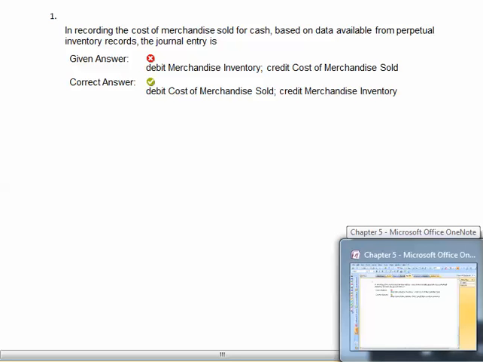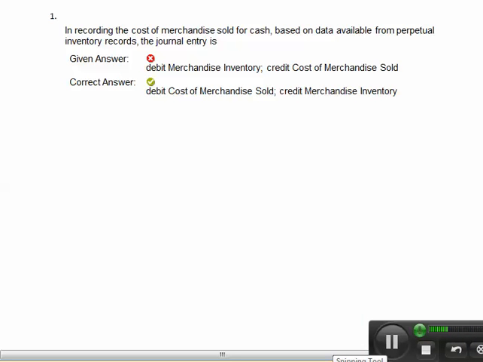And this question says, in recording the cost of merchandise sold for cash, based on the data available from perpetual inventory records, the journal entry is. Remember, perpetual inventory is going to continuously be updating our inventories. Just a little side lecture.